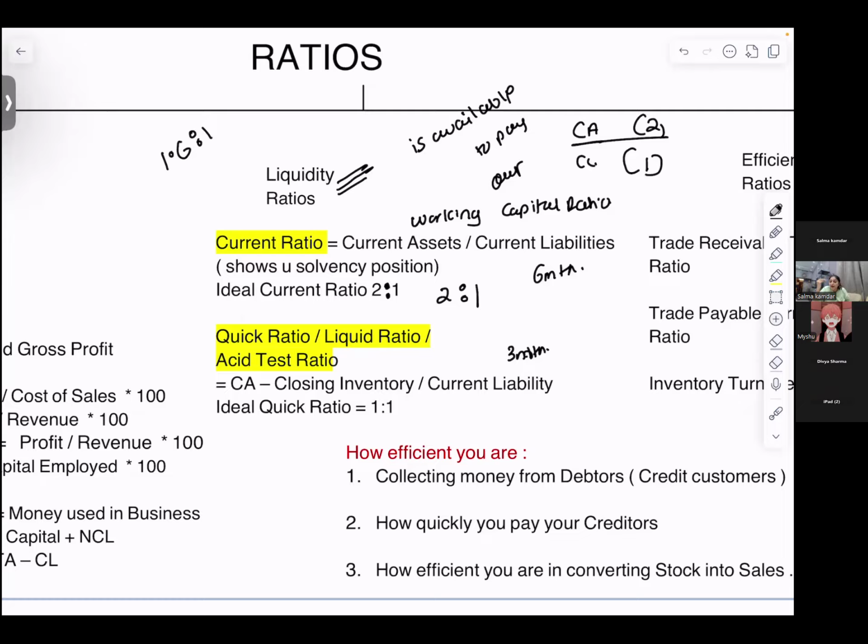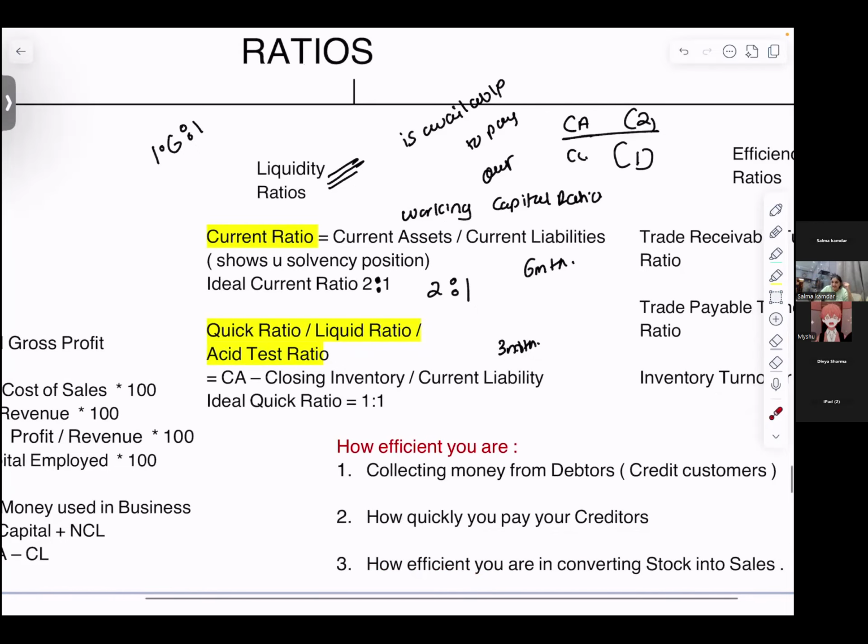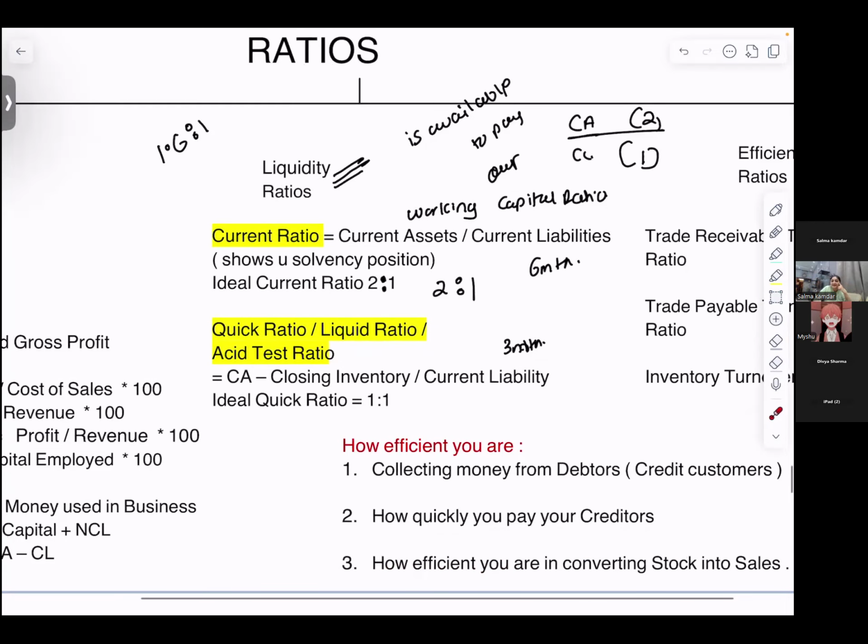So current ratio tells us our short-term liquidity. Your current assets ideally should be double your current liabilities. It is always written as something is to 1, whatever it is. So if it is 2 is to 1, it means your current assets are 2 times your current liabilities. That means if you have to sell your current assets to pay your current liabilities, you can easily sell them off and pay your current liabilities.